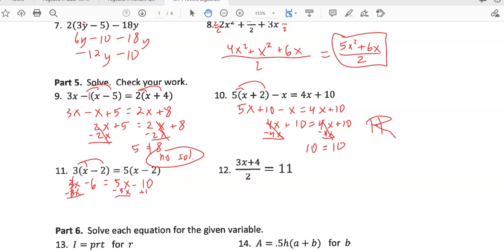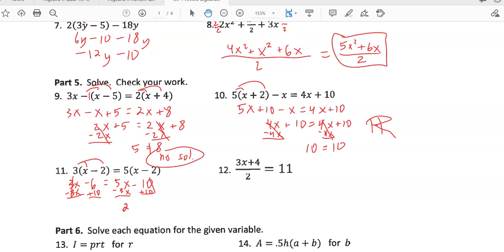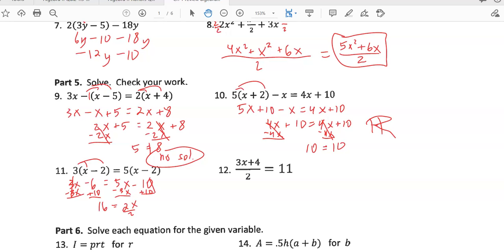And maybe add 10. I'm going to do 2 steps in one. So you get 2x on the right. You get 16 on the left. Divide by 2, divide by 2. So x equals 8.